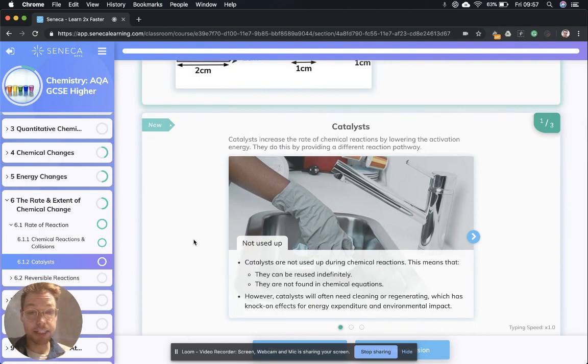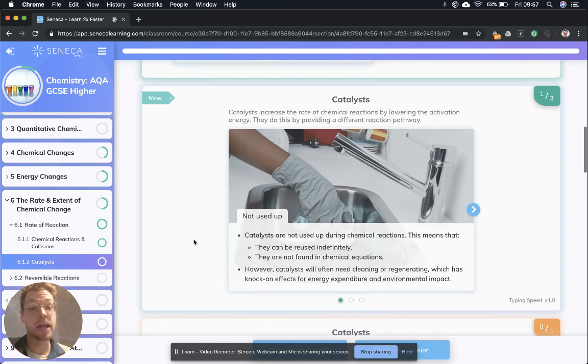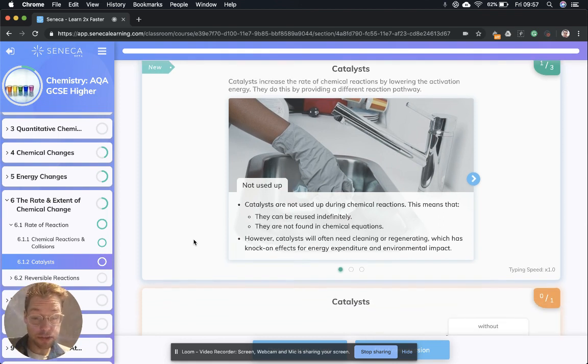Catalysts increase the rate of chemical reactions critically by lowering the activation energy. And it does this by providing a different pathway for the reaction to follow. So catalysts, they're not used up, so they can be reused again and again and again. And we don't include the catalyst in the chemical equation because overall it's unchanged. It might change a little bit in the reaction, but by the end it's going to be the same. But they do need to be cleaned or regenerated, which can have a kind of a knock-on effect in industry and environmental impact.